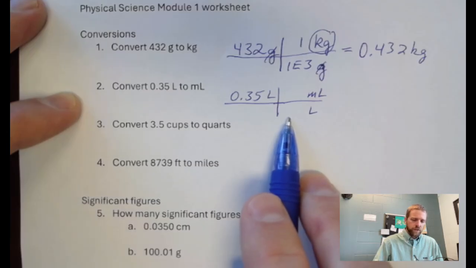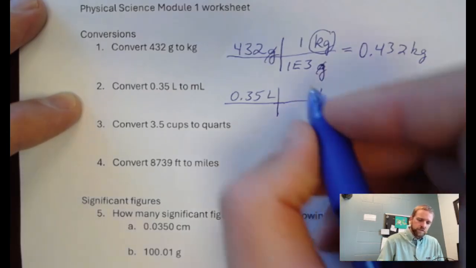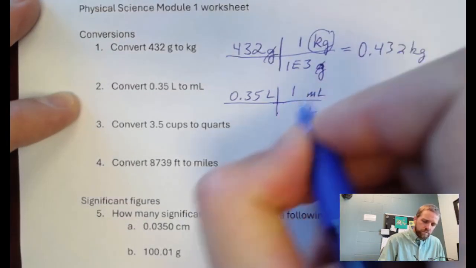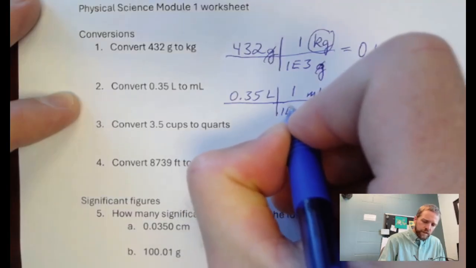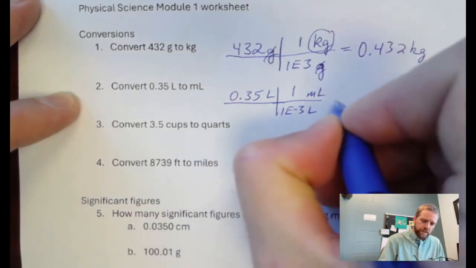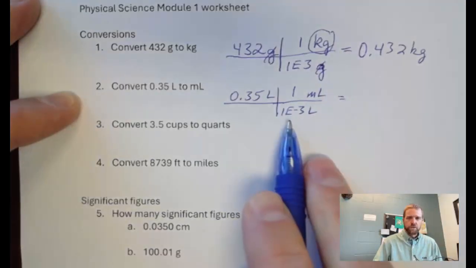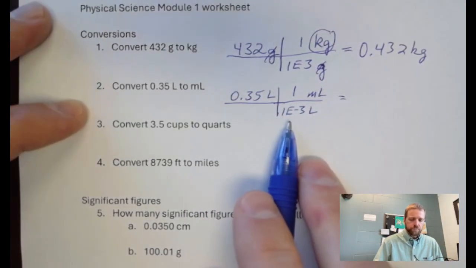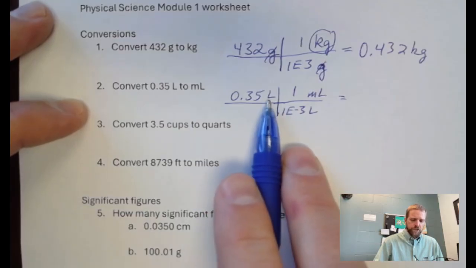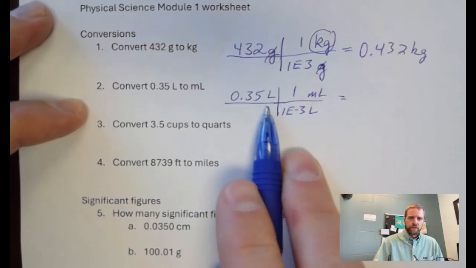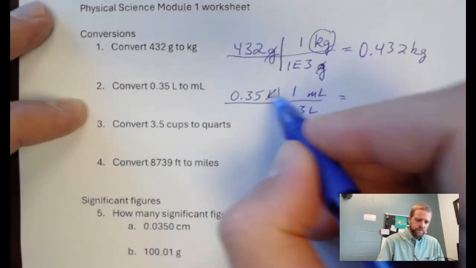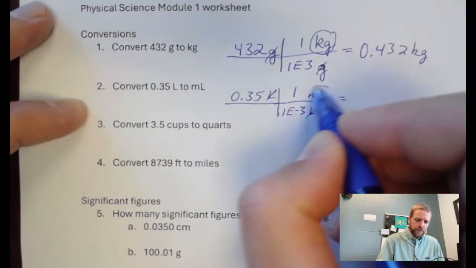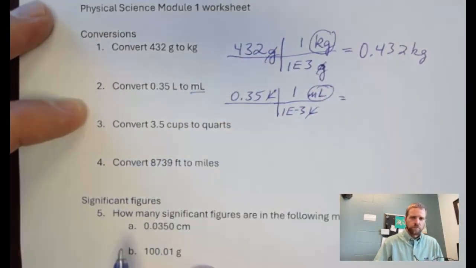But on your conversion sheet, you'll see that the definition is that 1 milliliter is 1E minus 3 liters. So you can write it either way. I'll show you that this all works out. Just before we do anything on our calculator, we want to check our units. My liters cancel, and I'm left with milliliters, which is what the problem statement asks for.